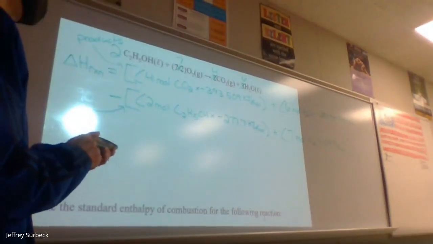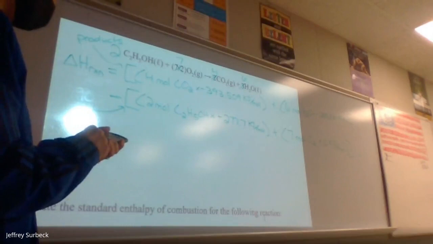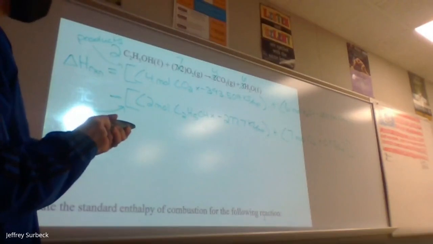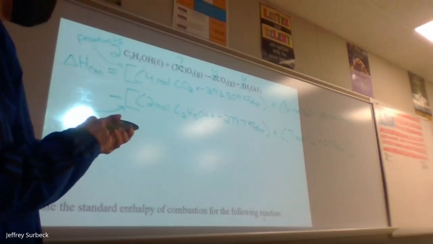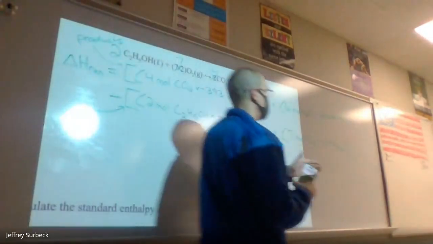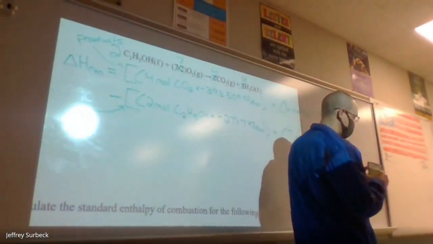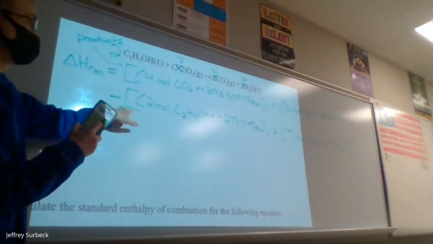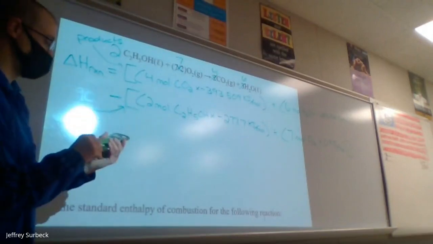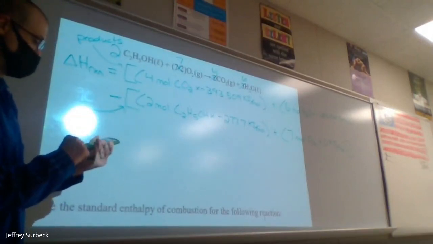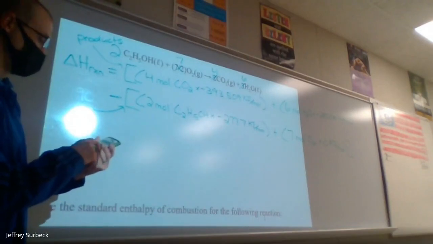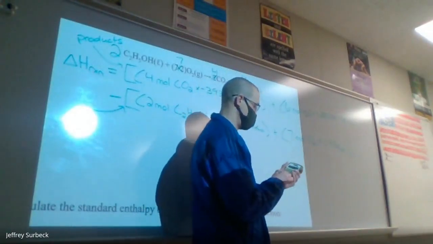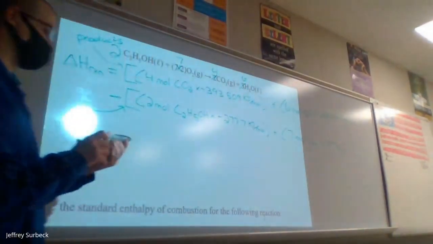So we'll start out double parenthesis, 4 times negative 393.509, plus 6 times negative 285.830. Parenthesis to close this out, and another parenthesis to close the bracket out. And then you have minus, start out with a parenthesis or this bracket and another parenthesis. So you have 2 times negative 277.7. And then the nice thing about this is plus parenthesis 7 times 0. And then we close out that parenthesis.